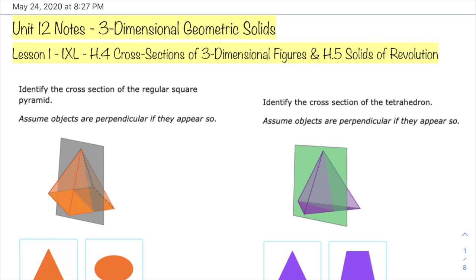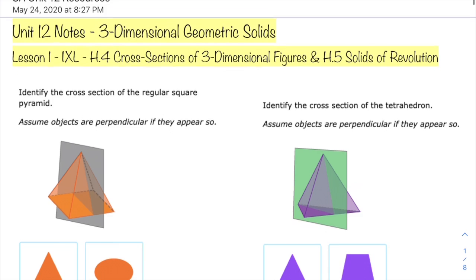We are just beginning our last unit of the year, and I will quickly go over lesson 1, which is a combination of cross sections, which is H4 in our geometry section of IXL, and then H5, which is solids of revolution. Which is H5 in geometry. So they follow back to back. So this will be quite quick for you. I won't keep this video long.